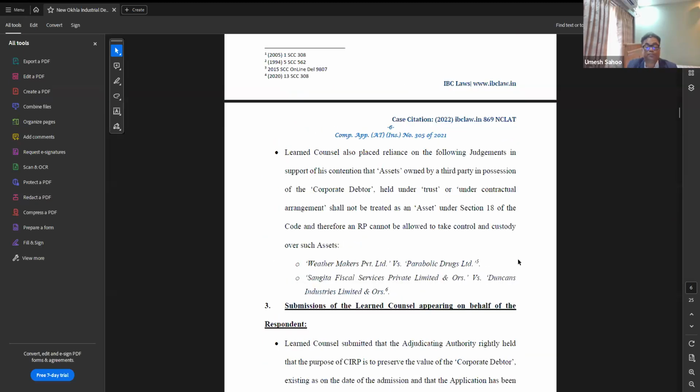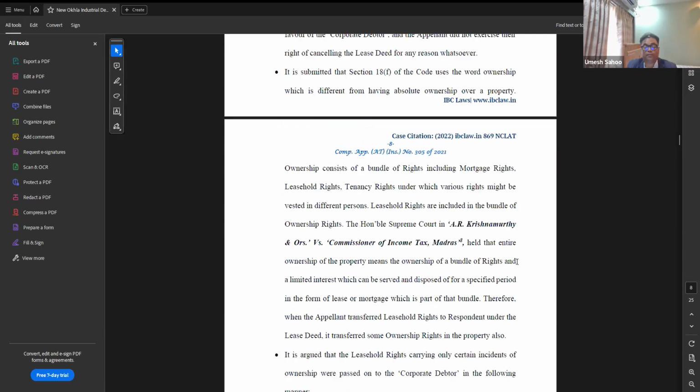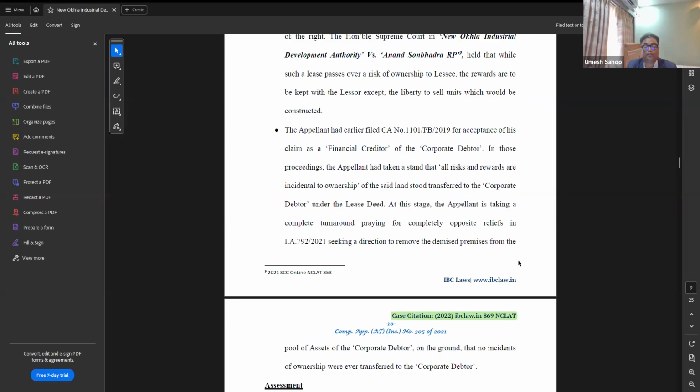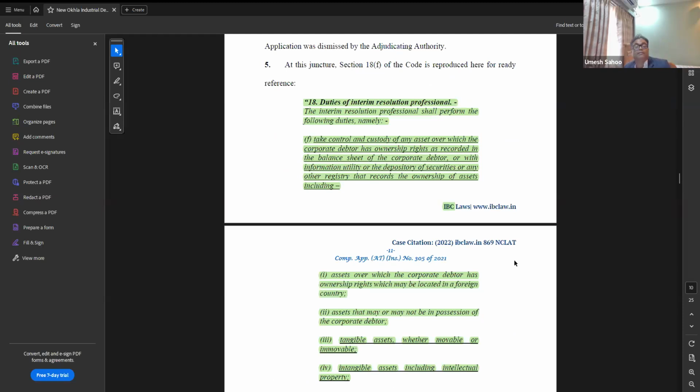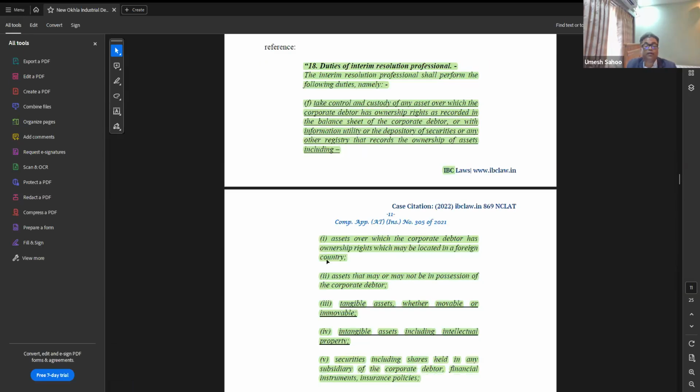Then we go to the duties of the interim resolution professional, Section 18F. It is vital. First duty, you will find in your order also: take control and custody of assets over which the corporate debtor has ownership right as recorded in the balance sheet of the corporate debtor or with the information utility, depository or anything. Assets over which the corporate debtor has ownership right, which may be located in a foreign country.